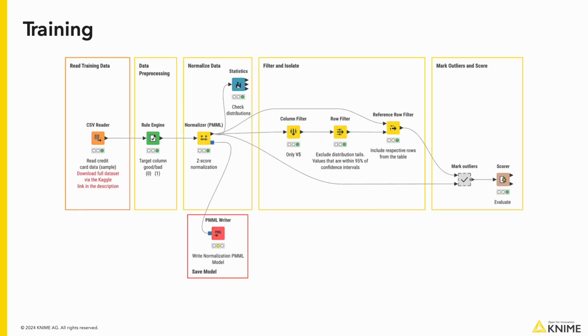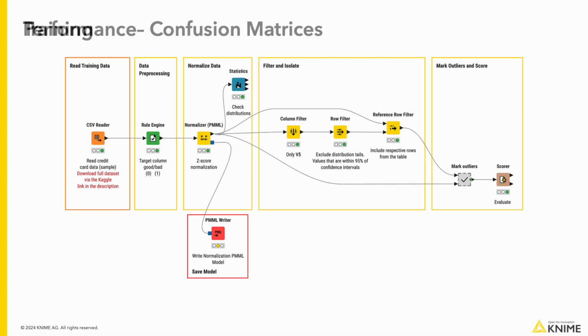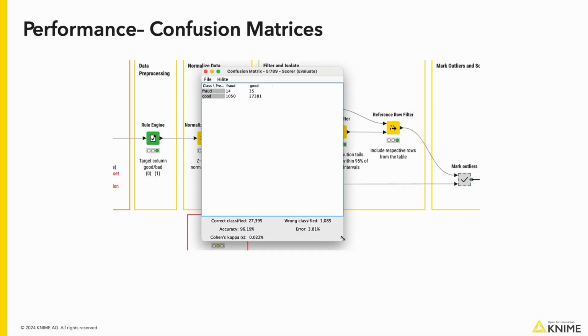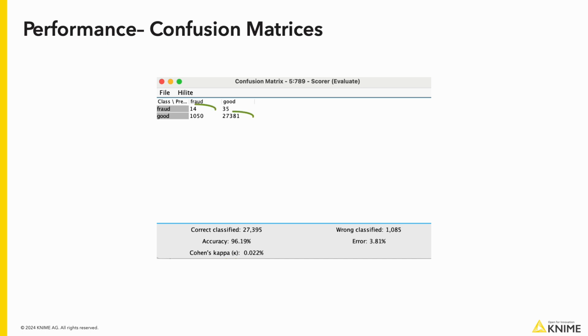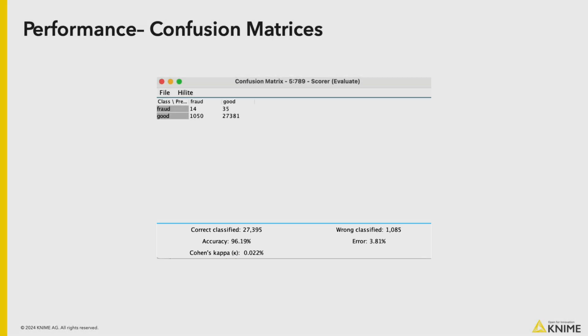If we are satisfied with the performance, we can go ahead and save the model by writing it to the disk so we can use it for our deployment workflow. Inside the score node at the end, we can see the correctly classified transactions and the mistakes. At the bottom, we can see we got an accuracy of around 96%, which is very good compared to our last statistical method we used.